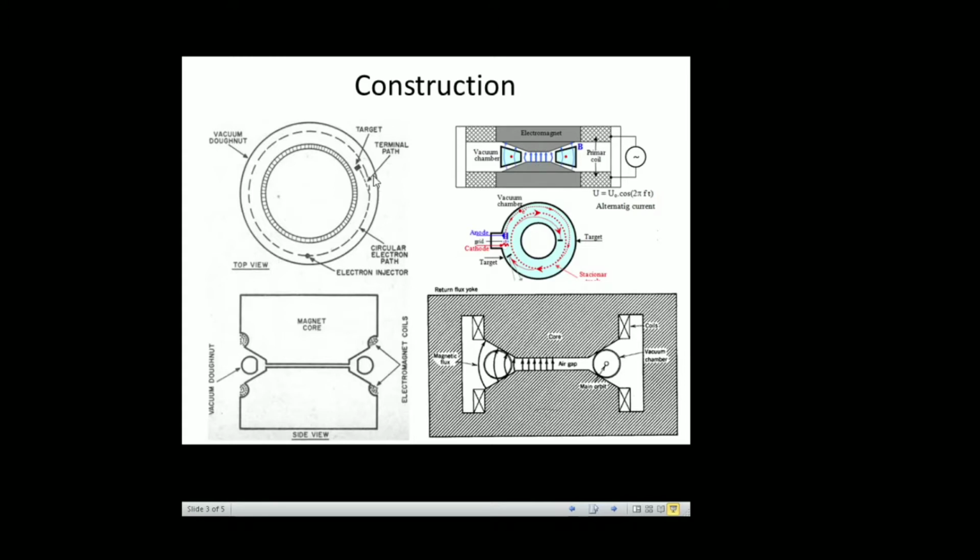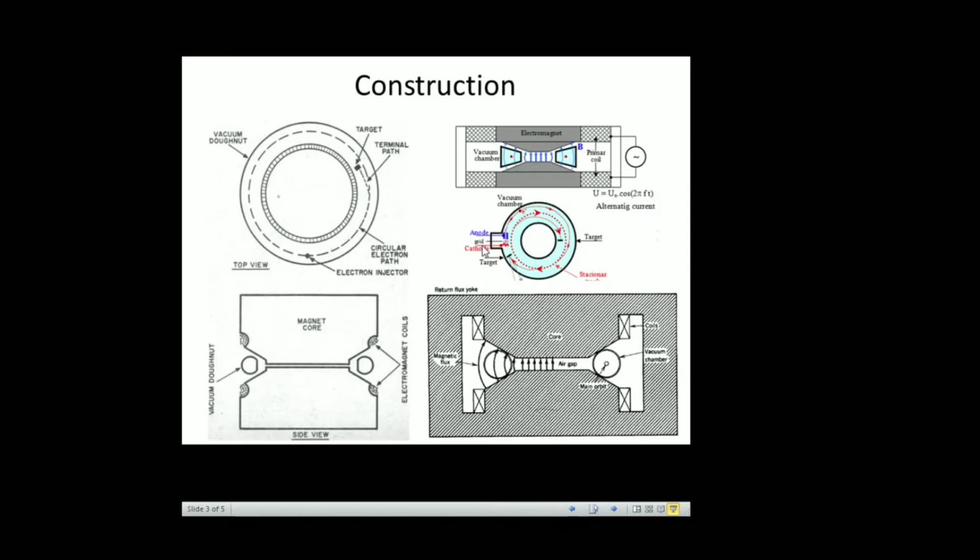What happens? The electrons go round and round the chamber in an orbit of constant radius. It is placed between the poles of an electromagnet. This electromagnet is energized with an alternating current having a frequency of around 60 to 100 Hertz. Because of this current flowing in the primary coil, the electromagnet generates a time varying magnetic field. As a result of this, the flux linked with this chamber changes and it induces an EMF because of the changing magnetic field.